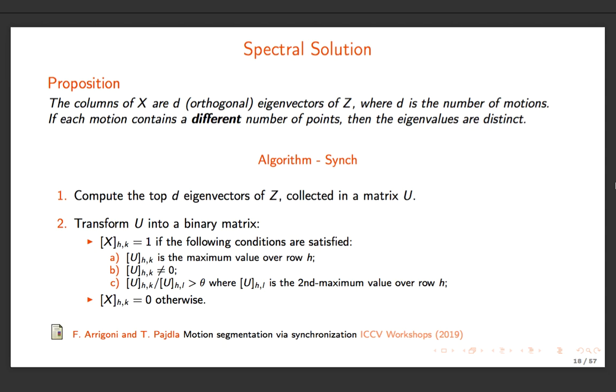This suggests a heuristic procedure to solve motion segmentation. First, the top D eigenvectors of Z are computed. Then, they are projected onto a binary matrix using a greedy strategy based on maximums over rows. Indeed, we expect that for each row, the entry that reveals the membership to a specific motion is close to 1, and all other entries are close to 0.